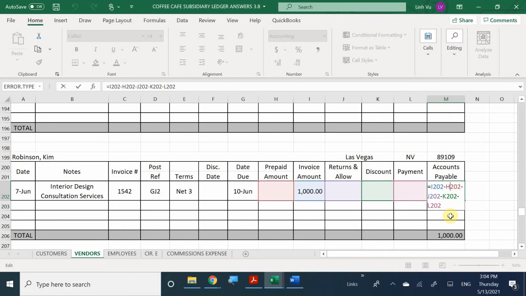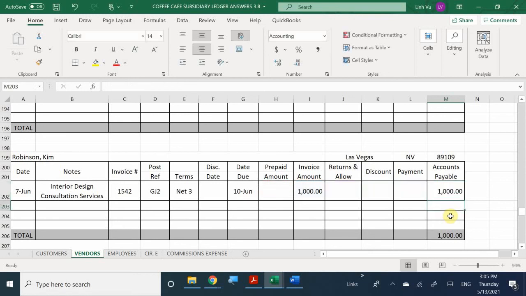Everything that you see here, a prepaid amount will always go against the invoice amount. Obviously, returns and allowances go against it. Discounts go against it. And of course, if you paid the invoice amount off, it goes against it. So that's the idea here, that those 4 columns all subtract from the very main column, which is your invoice amount. So yes, you've got to start here: subtract prepaid, subtract returns, subtract discounts, subtract payments.